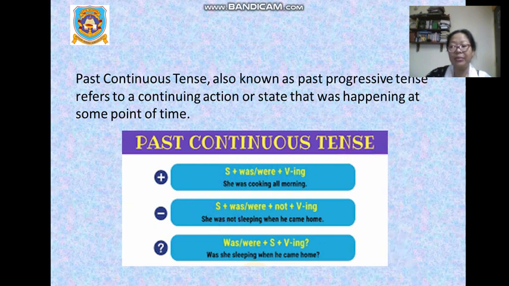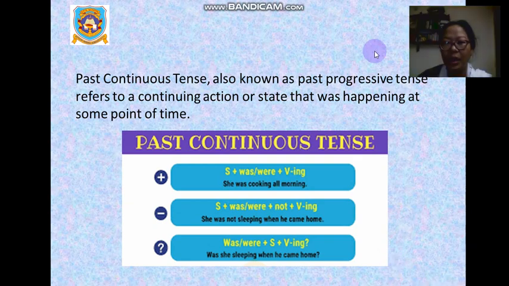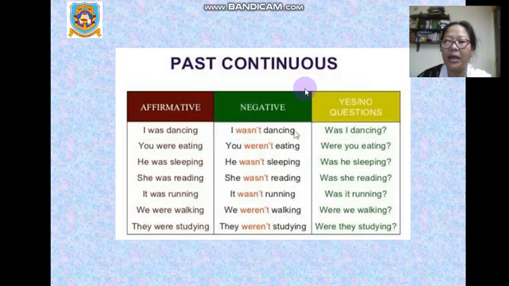Now let us see some examples. Let us understand with some examples. Past continuous tense. These are affirmative sentences. I was dancing. Negative. I wasn't dancing. A question. Was I dancing? You were eating. You were not eating. Were you eating? So you see here, in the question, the position of the subject goes to the second place. So these are some examples. You can please go through them.